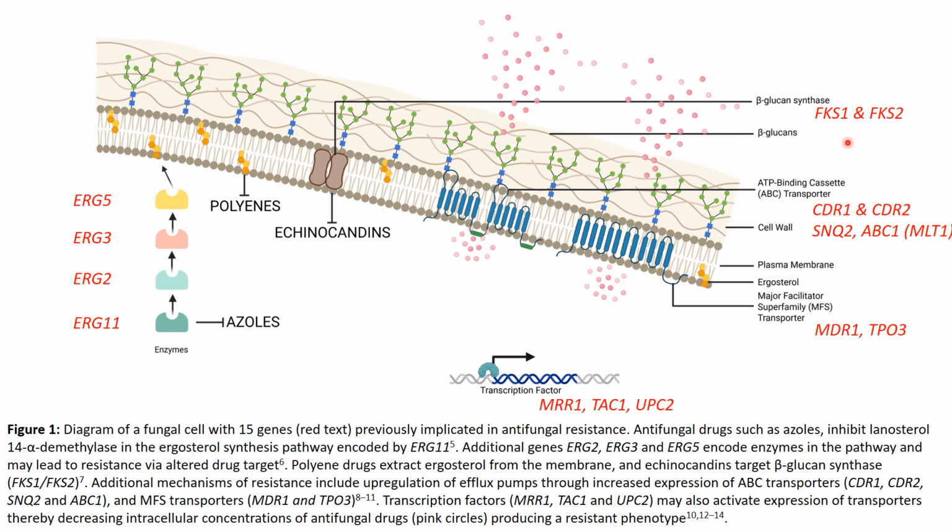Additional mechanisms of resistance include upregulation of efflux pumps through increased expression of ATP binding ABC transporters encoded by CDR1, CDR2, SNQ2, and ABC1, and major facilitator superfamily MFS transporters, MDR1 and TPO3. Transcription factors MRR1, TAC1, and UPC2 may also activate expression of transporters, thereby decreasing intracellular concentrations of antifungal drugs, which have been denoted using the pink circles in my diagram, producing a resistant phenotype.